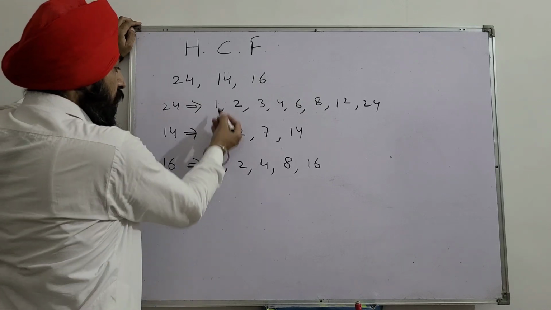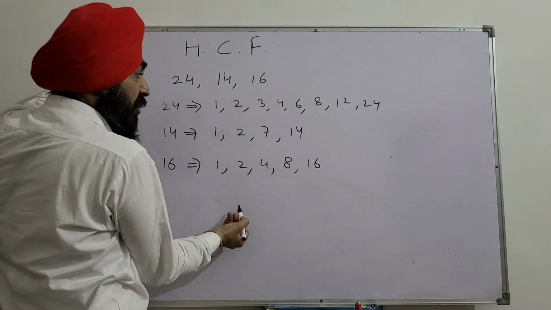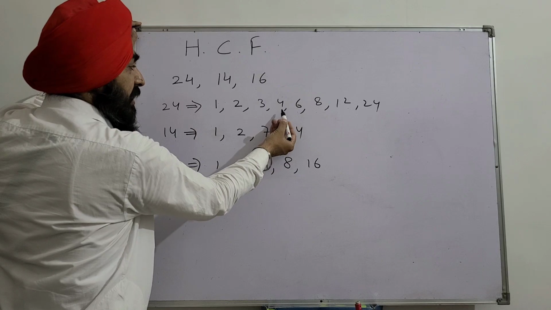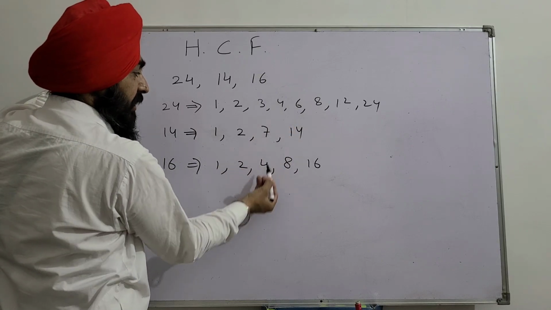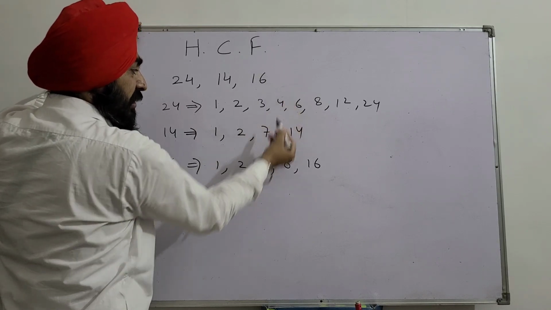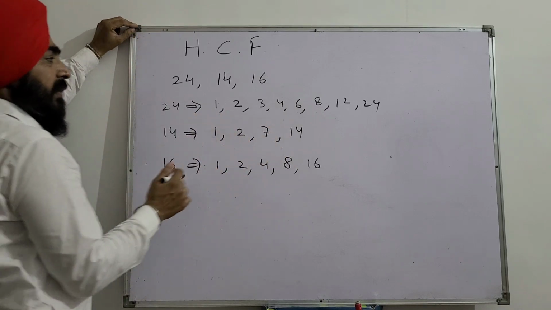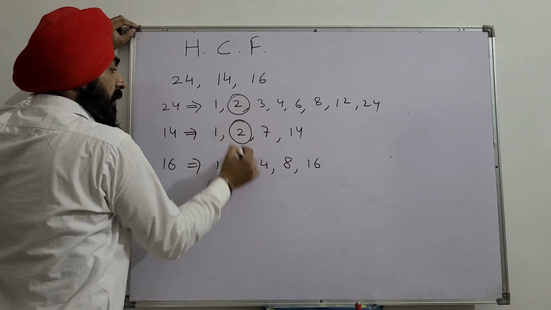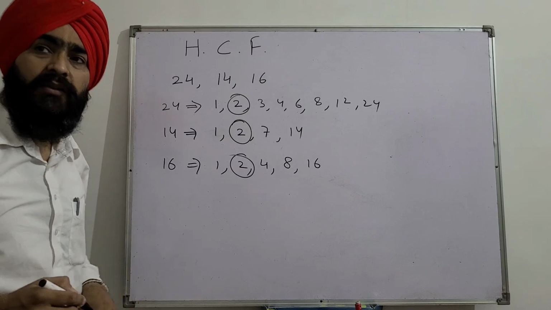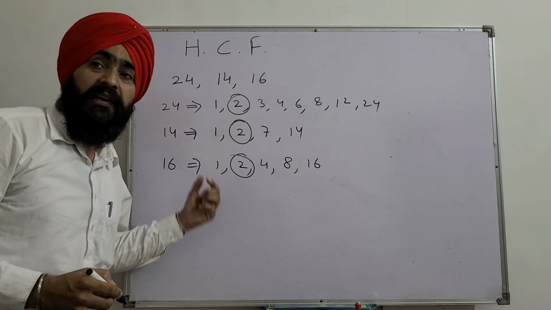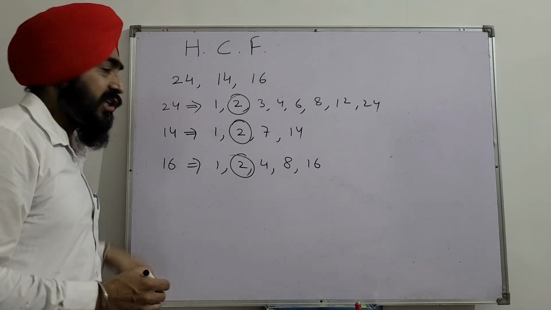Now we have to consider which is the greatest common factor amongst them. 1 is common, then 2 is common. 4 exists in these two numbers but not in the third. So it means the highest common factor is 2. बड़े से बड़ा जो factor इनमें common आया वो 2 है. It means 2 divides all these three numbers.